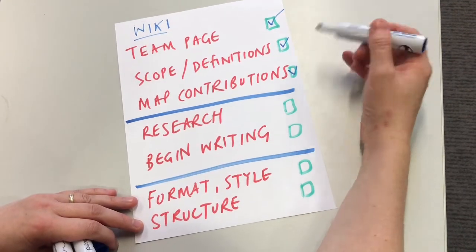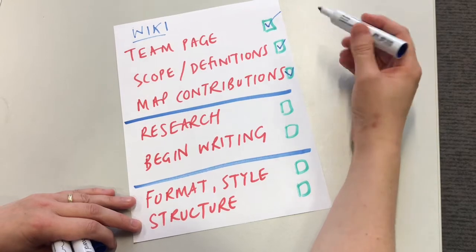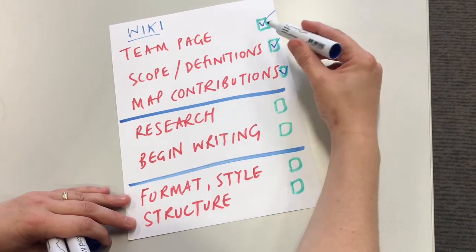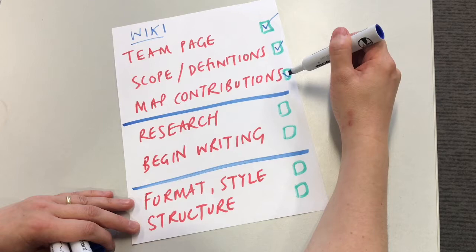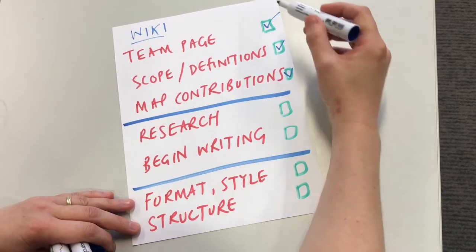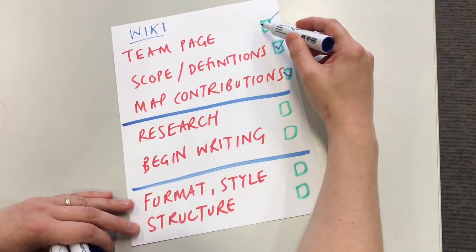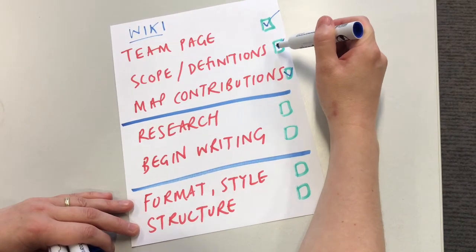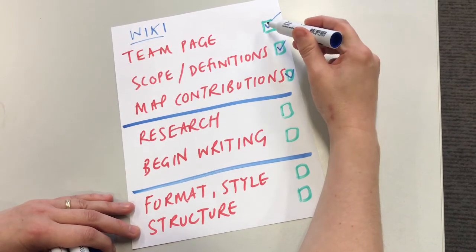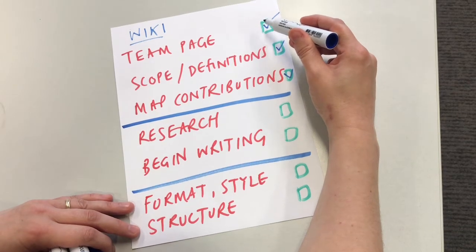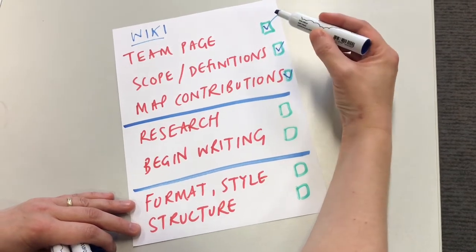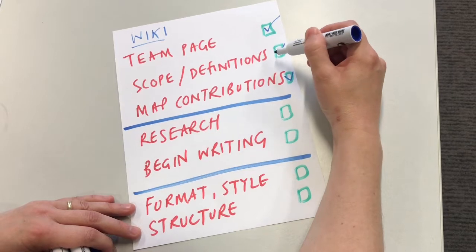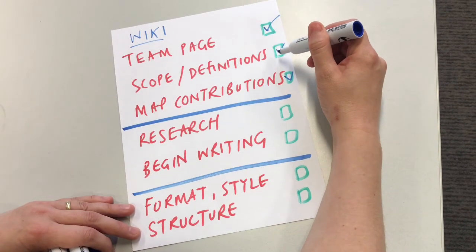Now, I know that some of you have done this in Google Docs, but it's really important that you actually copy and paste this onto your wiki at the end of each session. So when we finished last week's session, I was hoping to see a team page for every team and a page defining the scope and definitions. 2 or 3 teams managed a team page with beautiful photos. I love a photo. And I think only 1 team had a really good scope and definitions page.